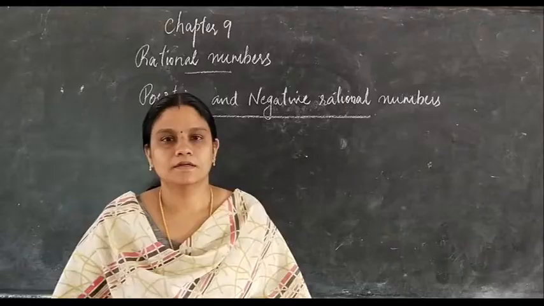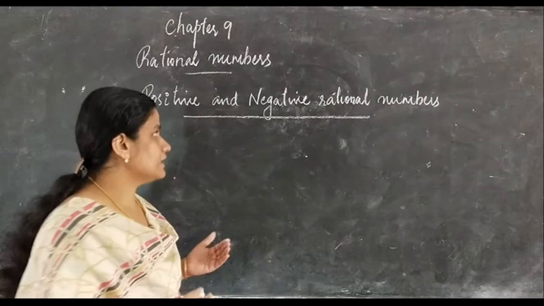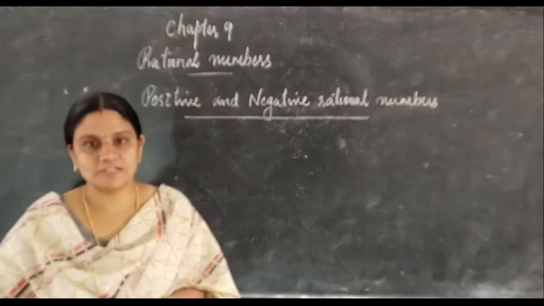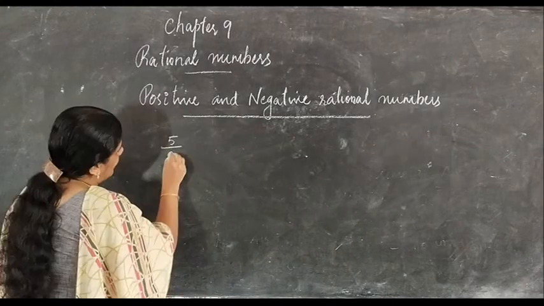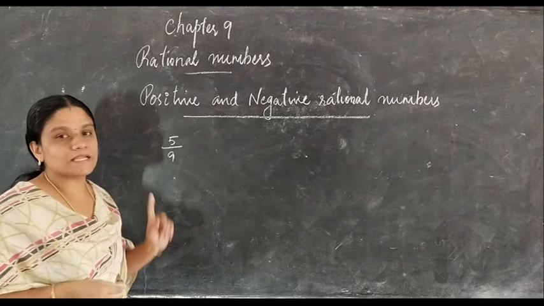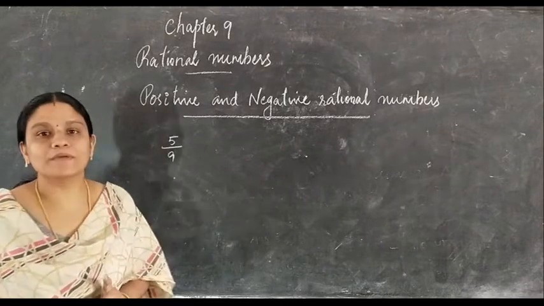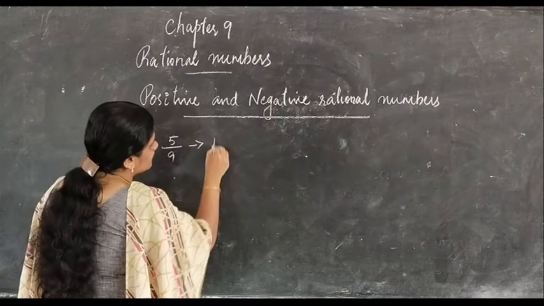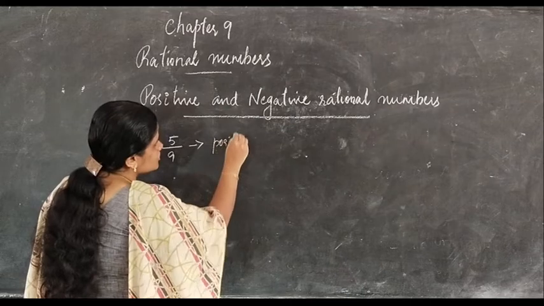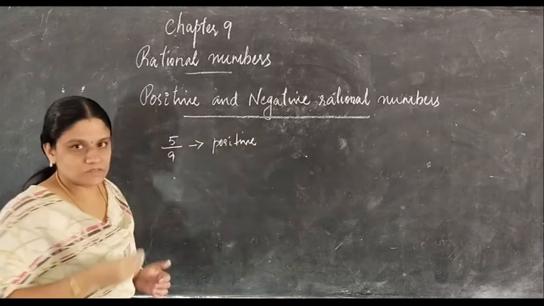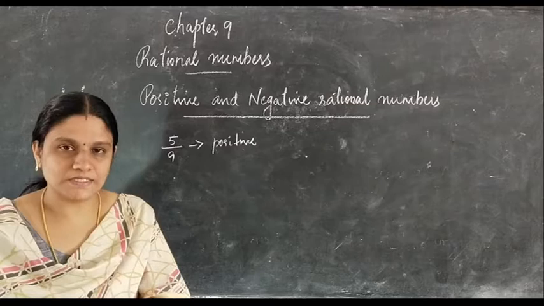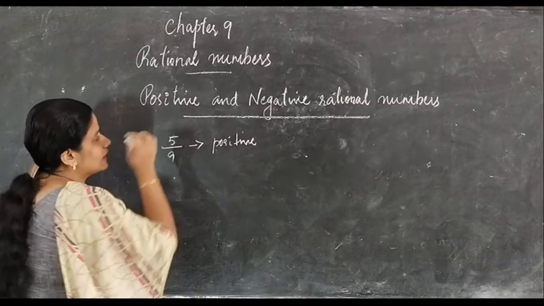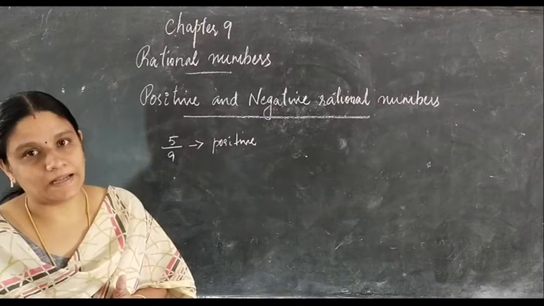Clear? The next topic is positive and negative rational numbers. So we will see what are positive and negative rational numbers. For example, if I consider 5 by 9, we just see here both the numerator and denominator are positive. Therefore, we can tell 5 by 9 is a positive rational number. So if both the numerator and denominator are positive, then that rational number is a positive rational number.